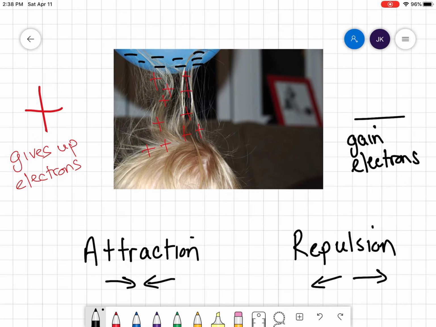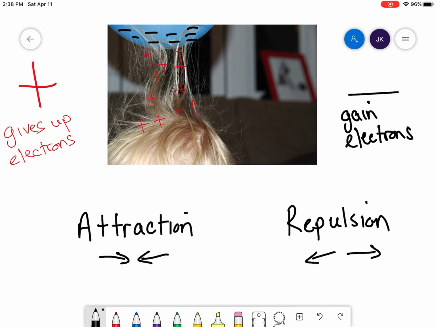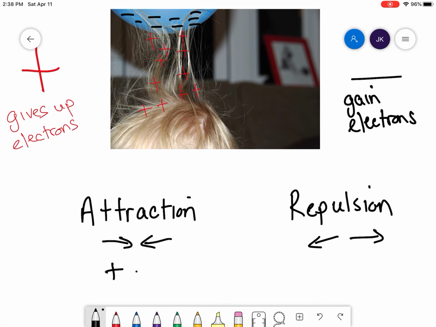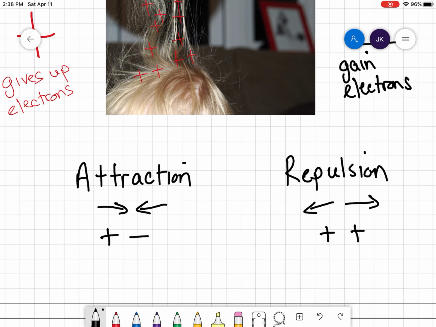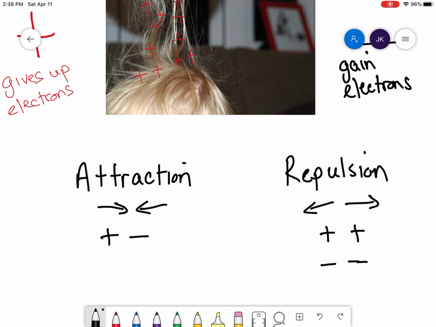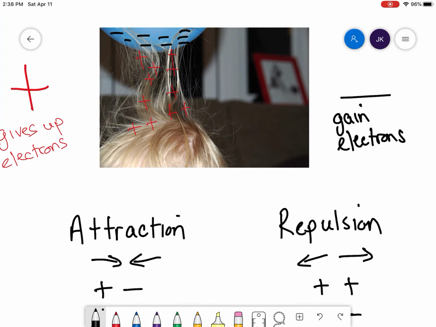Now there's two things that can happen when charges try to come into contact with one another. In the case of our Heron balloon, the hair is being attracted to the balloon. So attraction happens when we have a positive and negative charge. The other thing that could happen is called repulsion, so repelling or to move away from one another. That happens when positive charges try to come into contact with one another, or two negative charges try to come into contact with one another. So in our case of the balloon and hair, because the hair is positively charged, and because the balloon is negatively charged, the hair is attracted to the balloon.